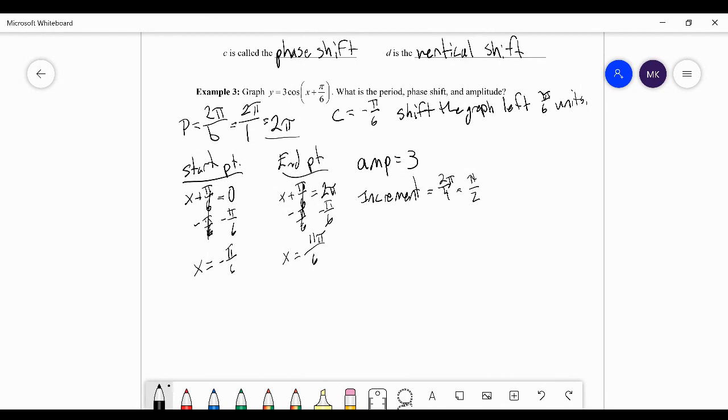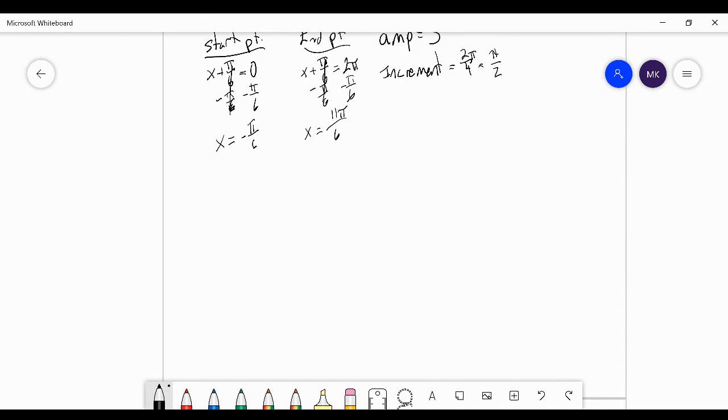So what that means is we know where we start, we know where we end, and I want to take steps of pi over 2 so that I can stick with getting our midpoint, high point, low point ideas. And so our points are going to be negative pi over 6. And then if I add pi over 2 to that, I would go to pi over 3. I add pi over 2 to that, I get 5 pi over 6. If I add pi over 2 to that, I get 4 pi over 3. And lastly, I get up to my 11 pi over 6.